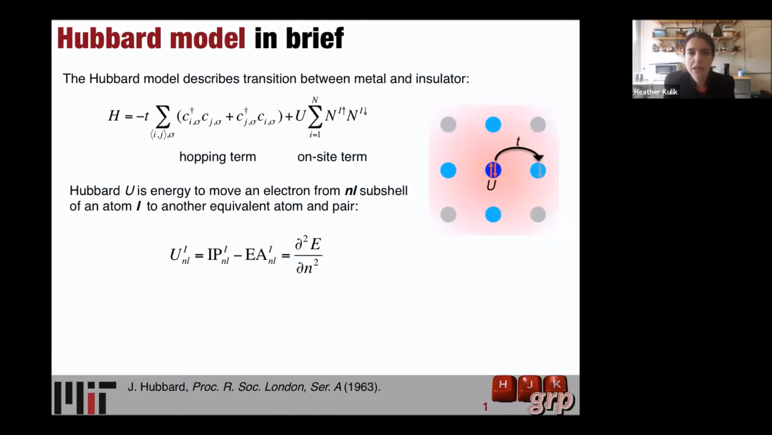The Hubbard U then in this context is the difference in the energy of ionizing an electron from a specific subshell, typically the d subshell. So nl here is the principal quantum number and angular momentum. That would be 3d in many cases, or 4f for some of you working on f electron systems. And I here is the site, or the atom I. And so the Hubbard U is the difference in energy that it costs to ionize an electron from that site versus to gain an electron for that site. And that can be recognized as a finite difference of the curvature of the energy with respect to occupations.